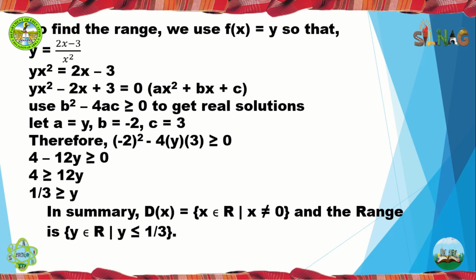0. Then, negative 2 times negative 2 is positive 4. Negative 4 times y times 3 is negative 12y is greater than or equal to 0. Then, next we have 4 is greater than or equal to 12y. Then to solve for y, we divide the two sides of the inequality by 12. So y now is less than or equal to 1/3.